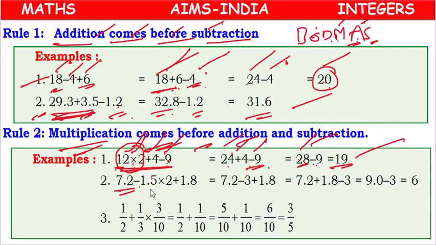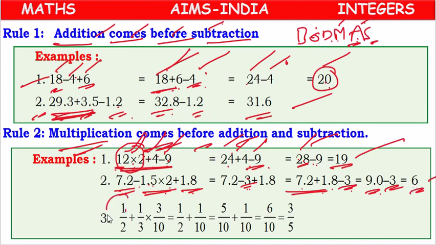Here, 7.2 minus 1.5 into 2 plus 1.8. Multiplication first. 1.5 into 2, 3.0 or 3. Next, addition. Plus terms to be written together, minus to be written last. 7.2 plus 1.8, 9.0. Minus 3, 6.0.